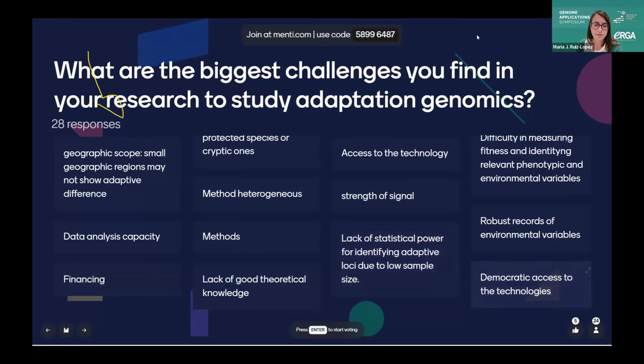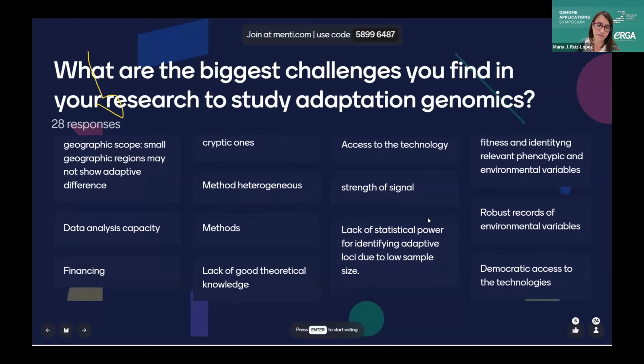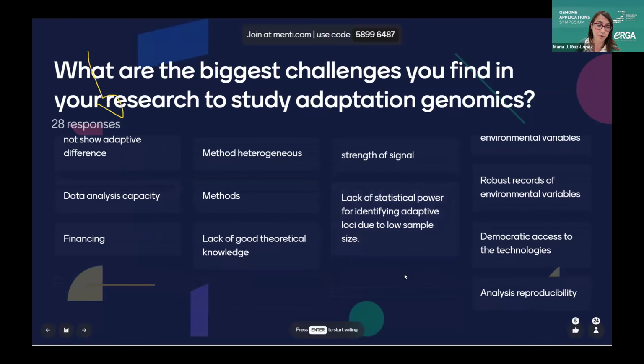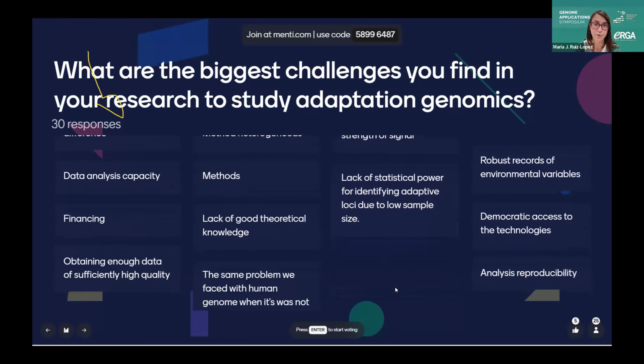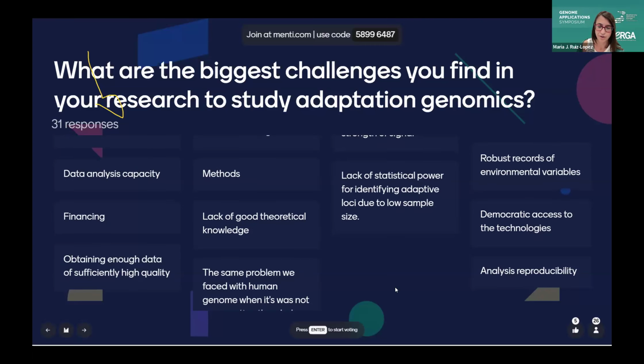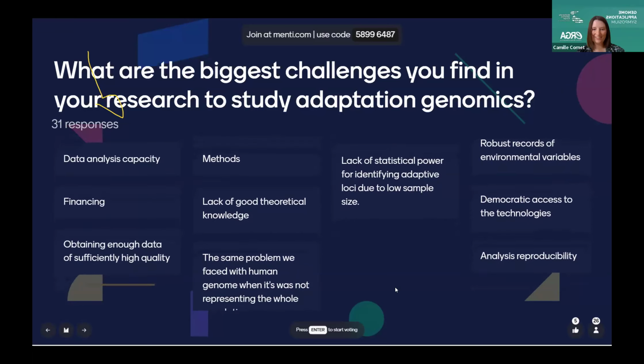Oh, yeah. Some people are mentioning lack of statistical power for identifying adaptive loci due to low sample size. I think that might be one of the major challenges when you are studying adaptation in small or endangered populations. You have smaller sample sizes, and sometimes limited access to those samples. They might be inbred, which further complicates your studies. So that's also a very interesting point. Absolutely.